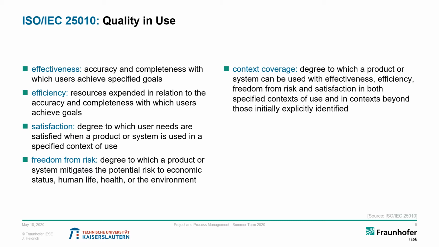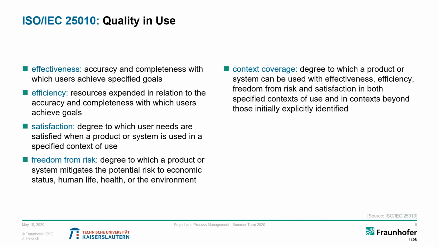Then the satisfaction, the degree to which user needs are satisfied when a product or system is used in a specified context of use. So that's, of course, also depending on how you measure that, more subjective in that sense. Then the freedom from risk, the degree to which a product or system mitigates the potential risk to economic status, human life, health, or the environment, so that it's freedom from risk.